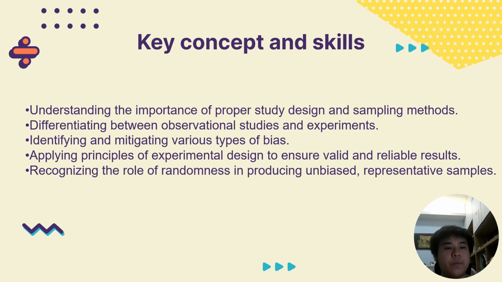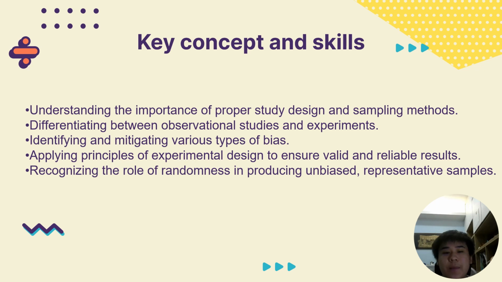So that was tough. Let's summarize our Unit 3. The key concept is to understand the importance of proper study design and different sampling methods, differentiating between observational studies and experiments. But this is pretty easy. Just see which one is observed and which one is an experiment. Experiment, you put treatments on it. Observational study, you don't do anything to it. You look, you observe.